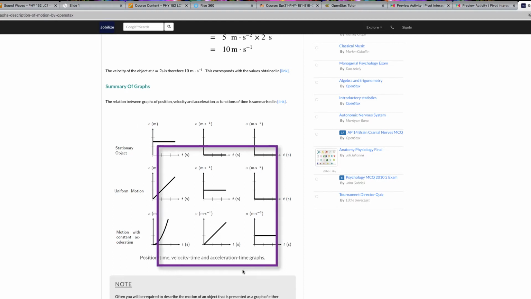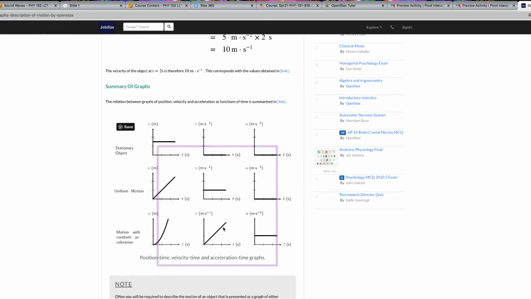Velocity is a little different. If you're traveling at a constant velocity, then the velocity graph will stay at the same velocity every instant in time. It'll be flat. But if you're increasing or decreasing your speed at the same rate every instant in time, then it'll be a straight line with a constant slope, and that slope will be your acceleration.